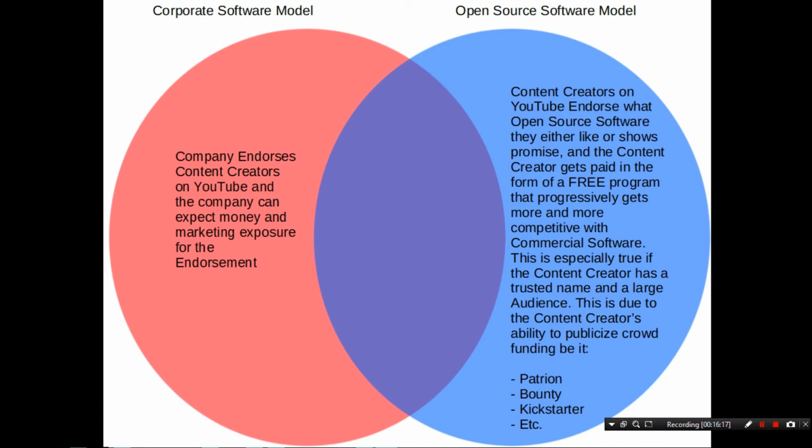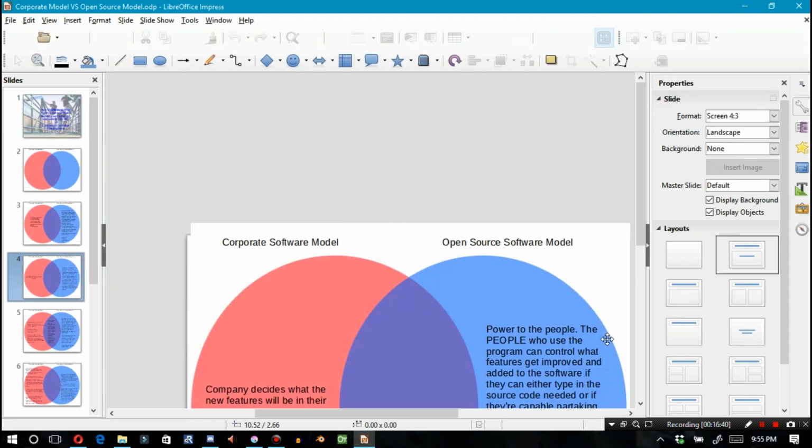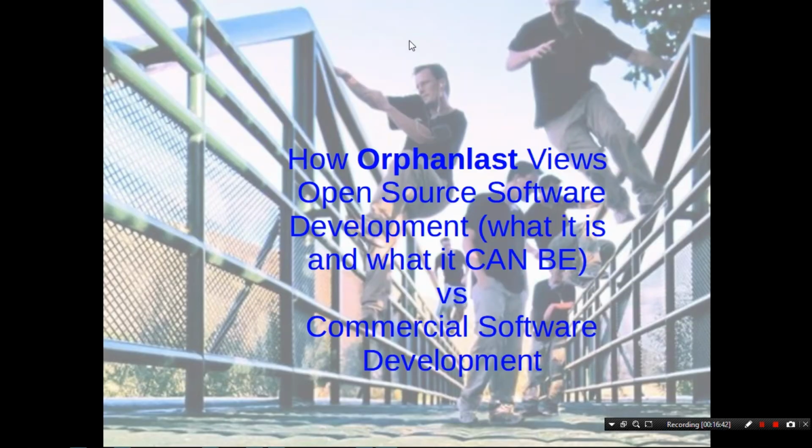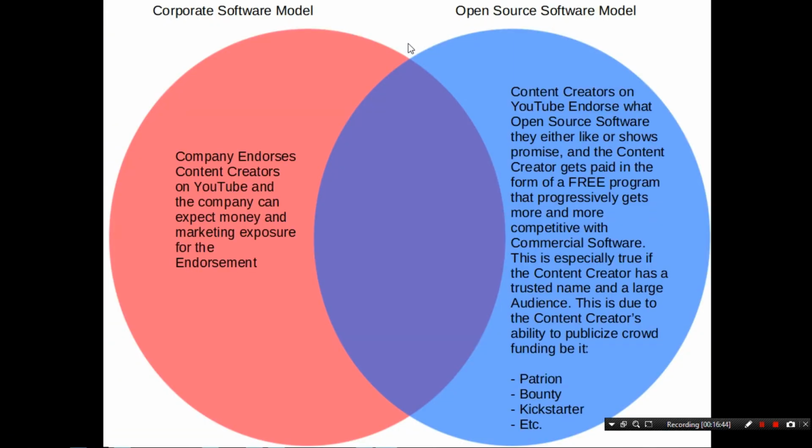This is especially true if the content creator has a trusted name, which my channel is not quite there yet. Ever since I started posting about Opentoonz and stuff like that, it's only been something like 7 to 8 months or something like that. So I haven't quite earned the title of being the trusted YouTuber quite yet, but that's where I want to be. I want to have the trusted name and a large audience. Again, I'm not quite there, but I will be. One day I will have a lot of subscribers.